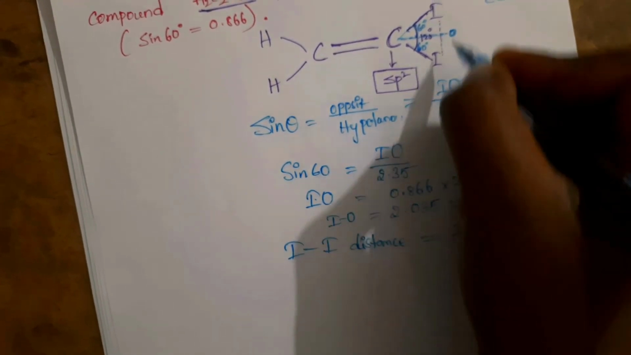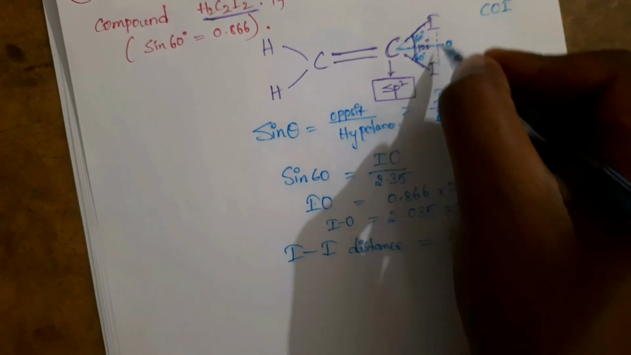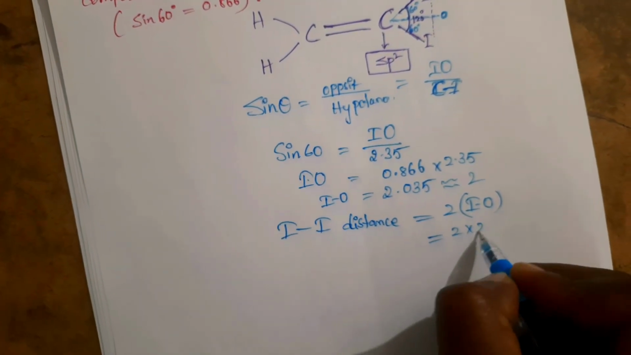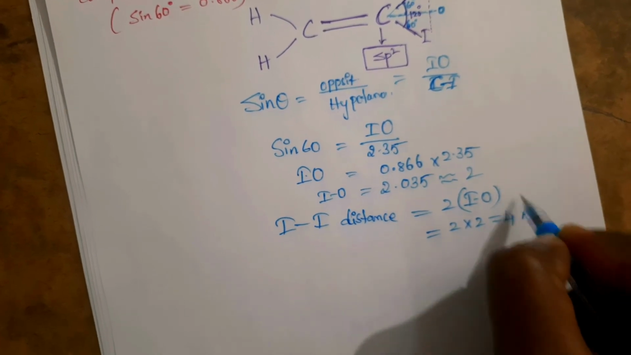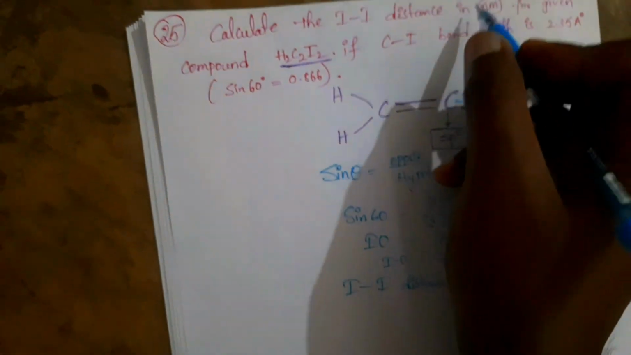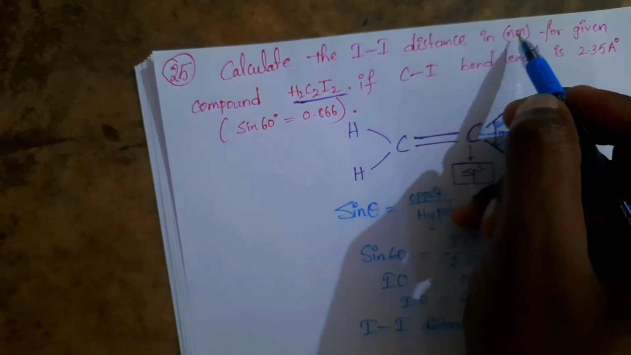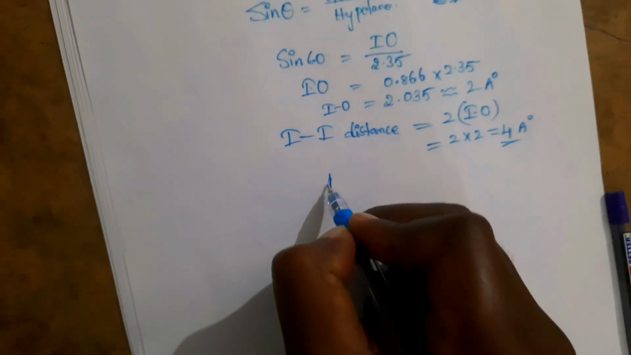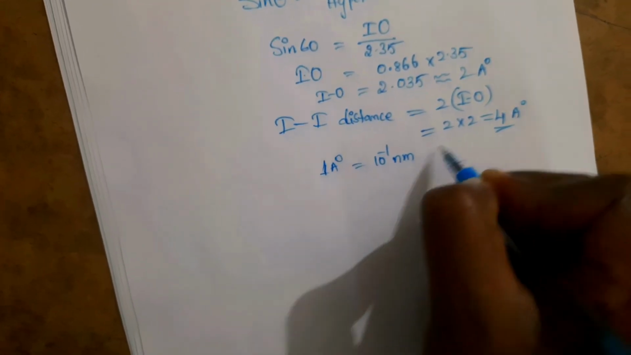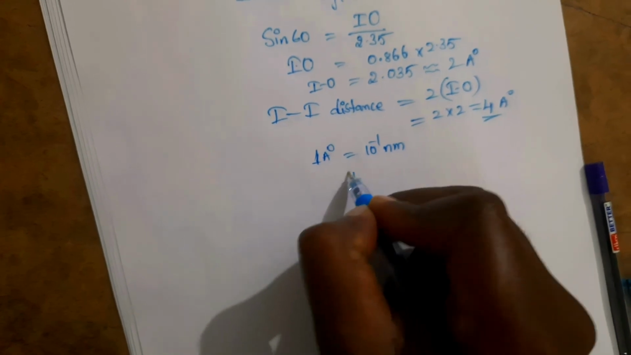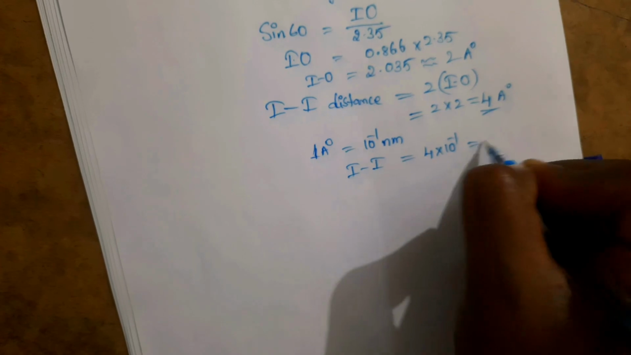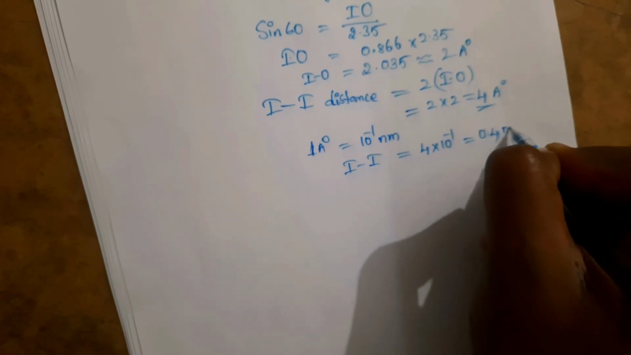Now you see here, this is IO, this is IO. If you add these two, you get the total distance, that is 2 into 2, that is 4 angstroms. But in the question they are asking for nanometers. To convert into nanometers, 1 angstrom is equal to 10 power minus 1 nanometers. So in terms of nanometers, the I to I distance will be 4 into 10 power minus 1, which is nothing but 0.4 nanometers.